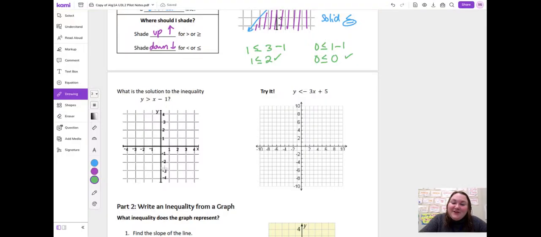So for this one, your line should be in the same place. We still have a y-intercept at -1, and our slope is still 1, and so I'm rising 1, running 1. The difference is what comes after. Because this does not have the or equal to, you're going to have a dotted line through those points. And because it says greater than, we are going to shade above the line or shade up on the graph.